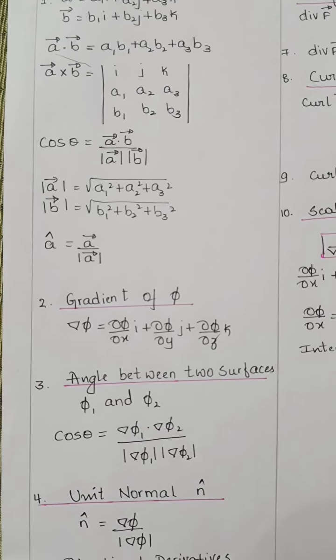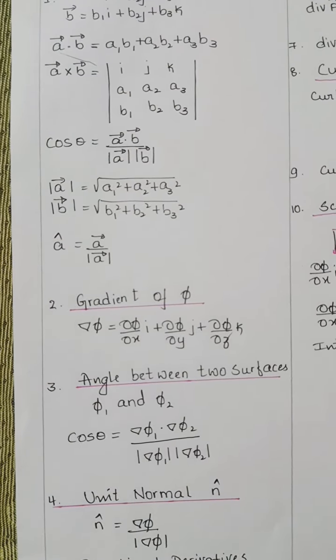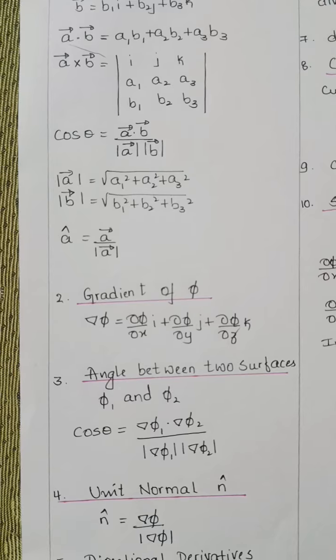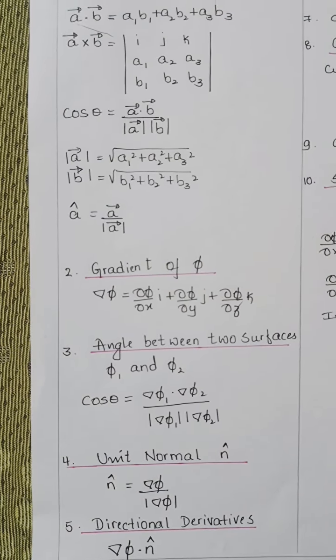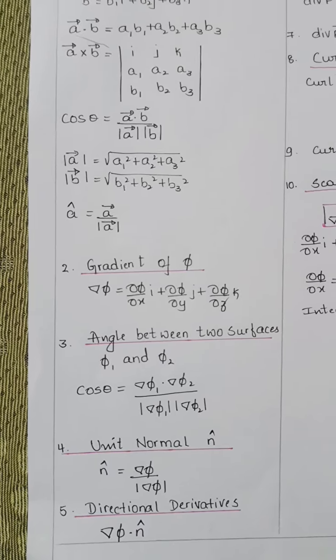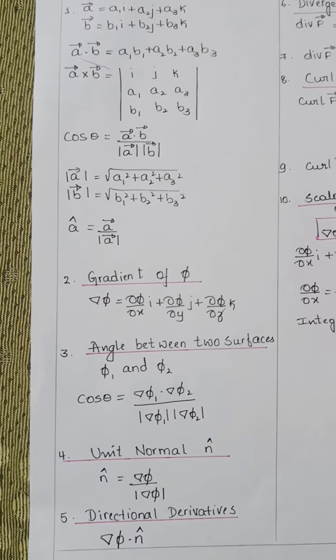Angle between two surfaces will be cos theta is equal to grad phi 1 dot grad phi 2 divided by magnitudes of grad phi 1 into grad phi 2. Then the unit normal vector will be n cap is equal to grad phi divided by magnitude of grad phi. Directional derivative will be grad phi dot n cap.